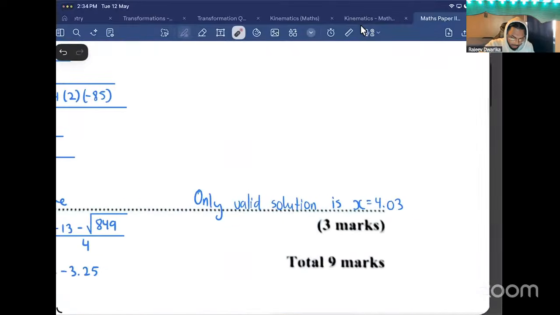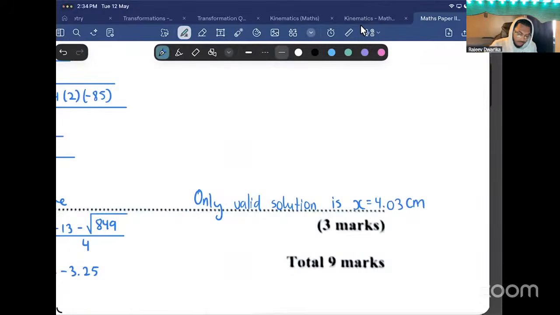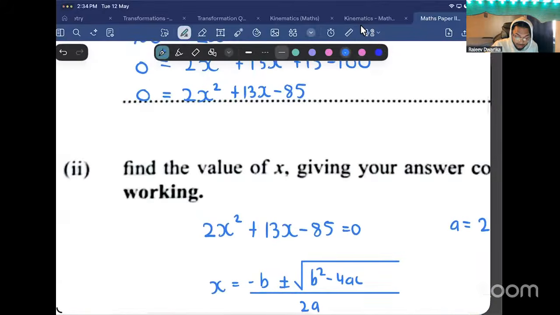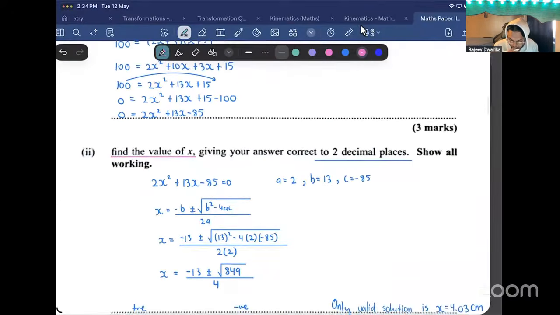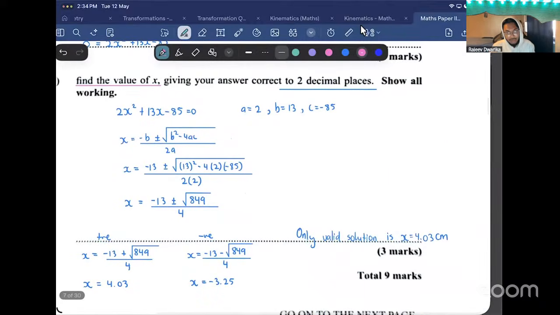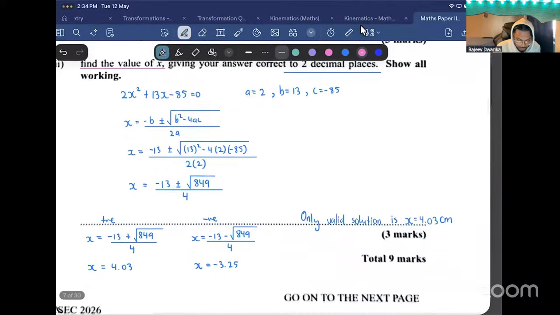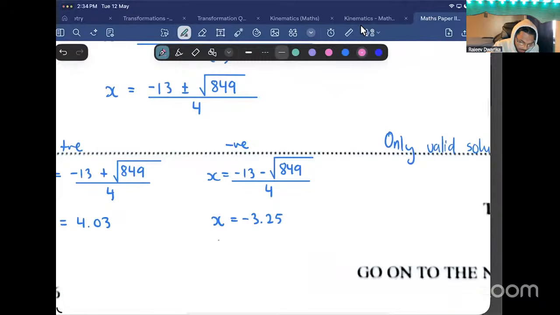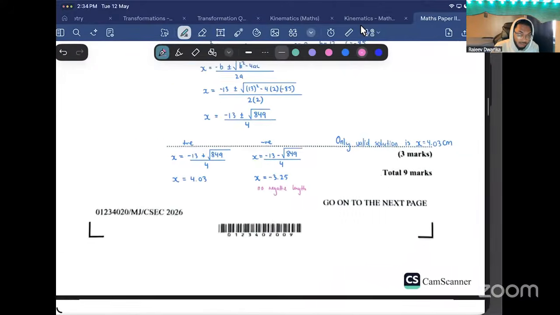Now, if you notice, they said find the value of x. Did they say find the values? No, they never said find the values. So only one solution is correct. The other is wrong because you cannot have negative length. No negative length. We looked at this yesterday, Ollie. Remember the seedbed question.